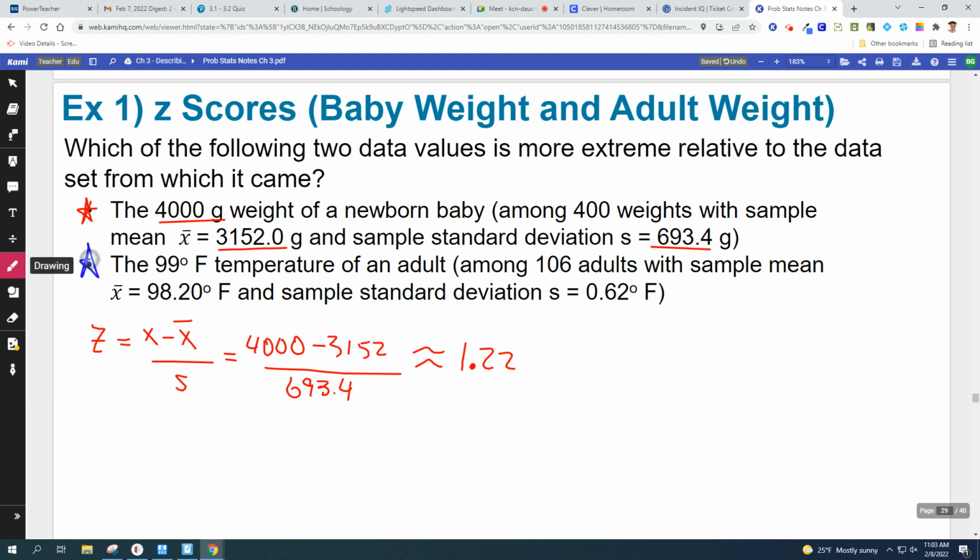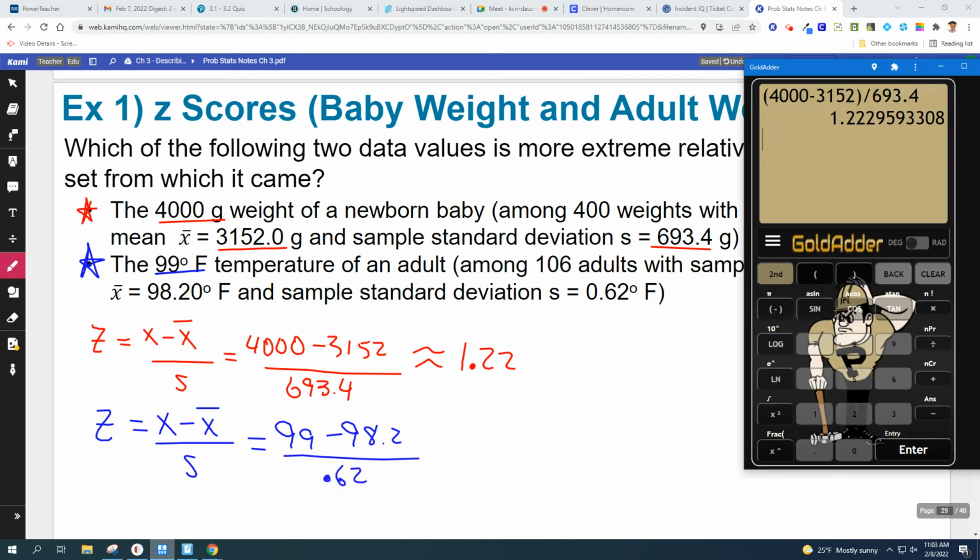Now let's do the same thing for this example right here. We've got an x number of 99 this time, so we're still doing the same formula, right? X number minus the mean over the standard deviation. So our number is 99 this time, and the mean is 98.2, and the standard deviation is 0.62. This time we get 1.29.